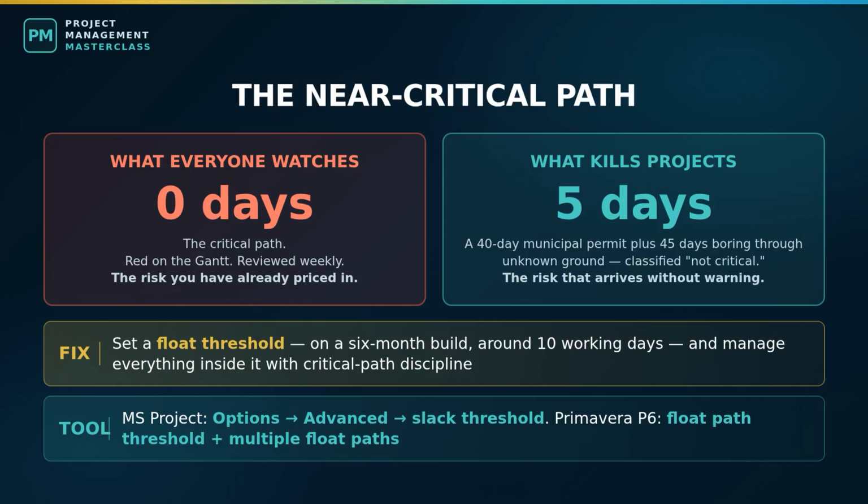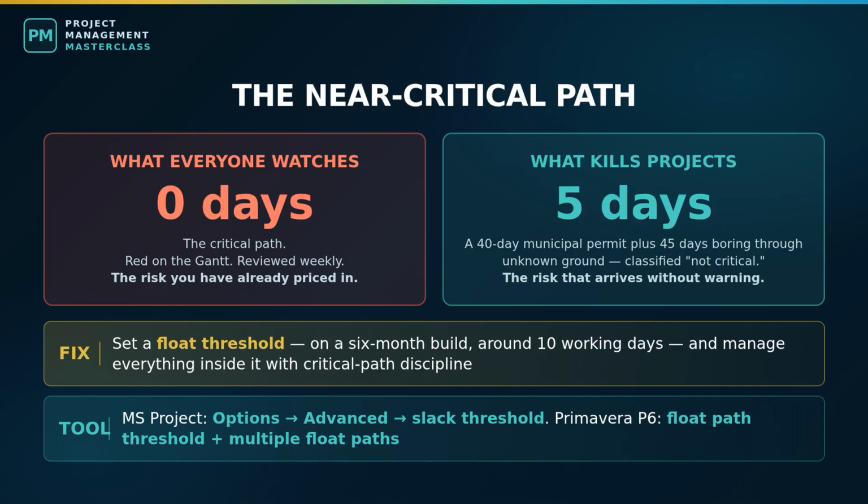Near critical paths. Go back to our network. The critical path has 0 float. The other leg, the permit and the boring, has 5 days. So on your status report, the aerial leg is critical and gets attention, and the underground leg gets classified as fine. 5 days. On a chain containing a 40-day municipal permit and 45 days of boring through unknown ground, 5 days is nothing. 1 rock seam, 1 week of frozen ground, 1 revision cycle on the permit, and that chain has consumed its float and become your new critical path.